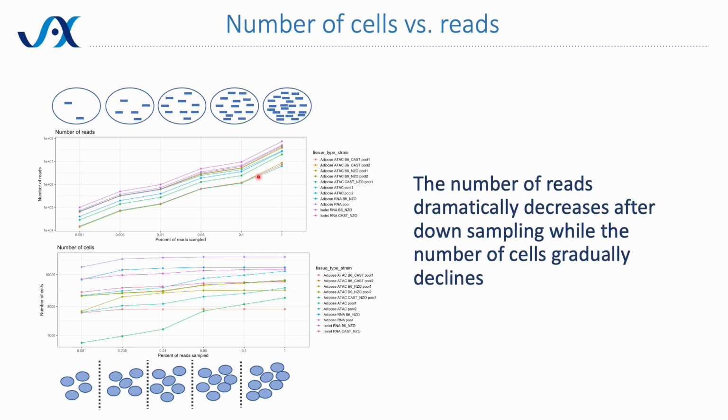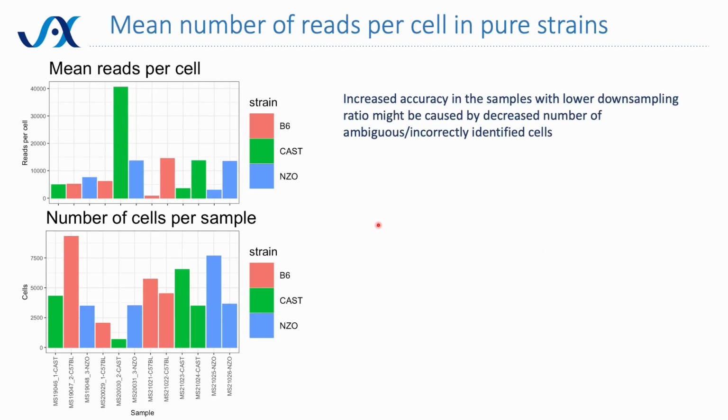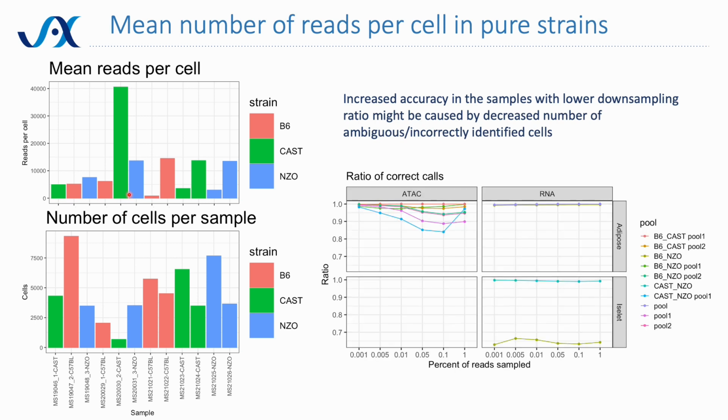We looked at the number of cells and number of reads during downsampling, and we can see that the number of reads drops significantly during downsampling, while the number of cells changes only slightly. Then we went back to our pure samples and looked at the number of cells per sample and the number of reads per cell in those samples, and noticed that CAST has the lowest number of cells and the highest number of mean reads per cell. And that was the sample that was in the mix that showed this strange curve.